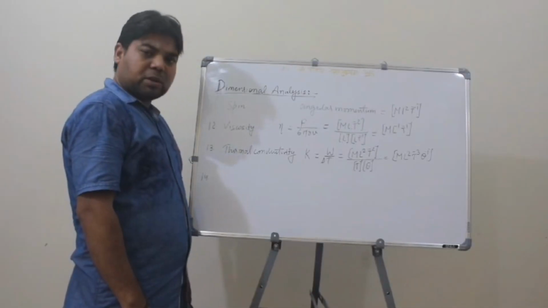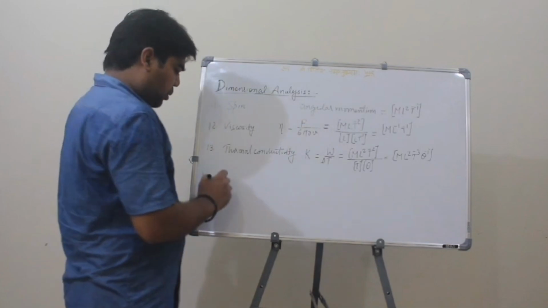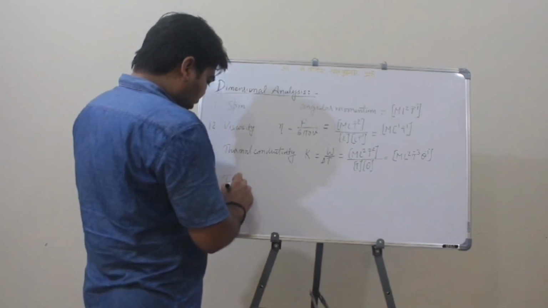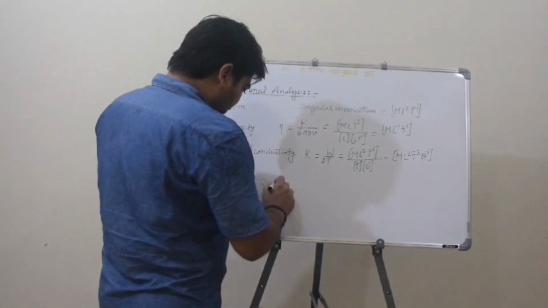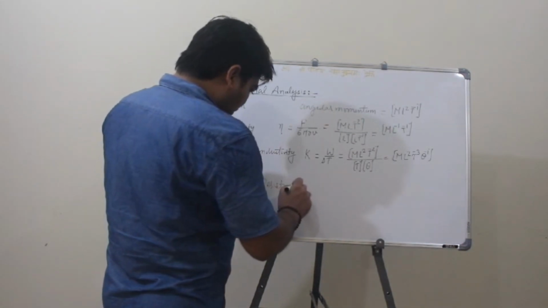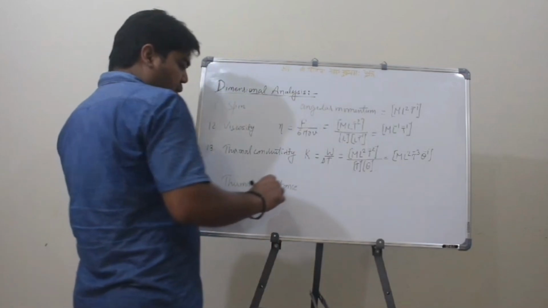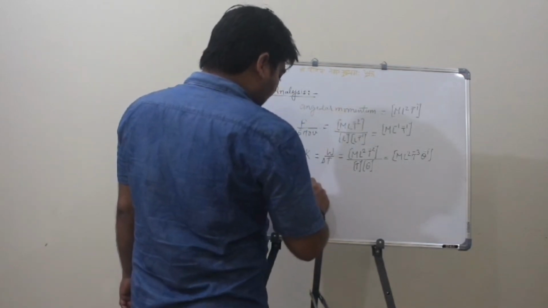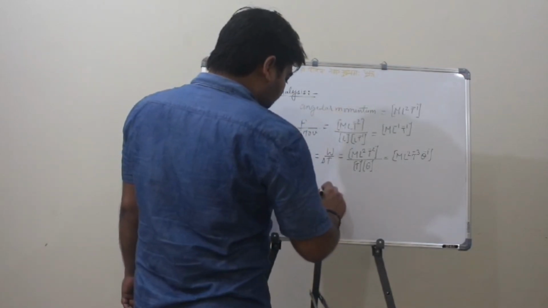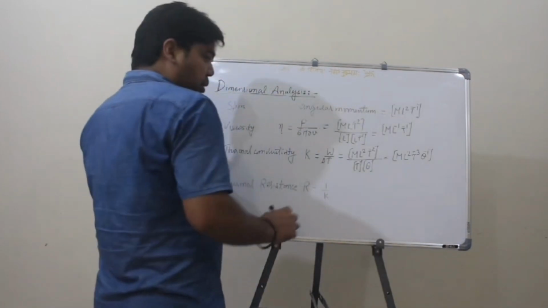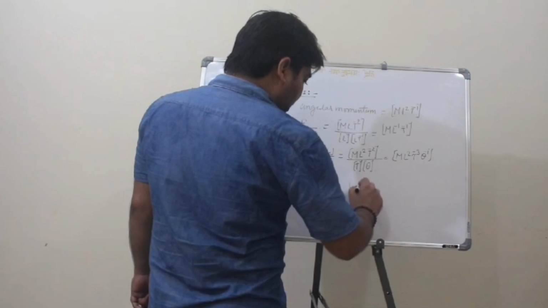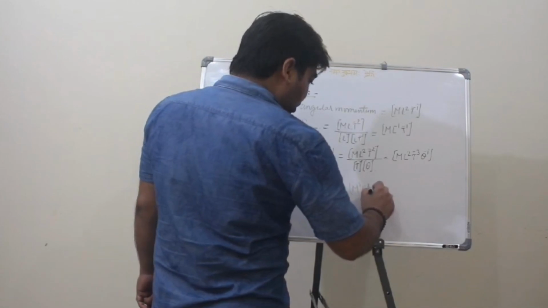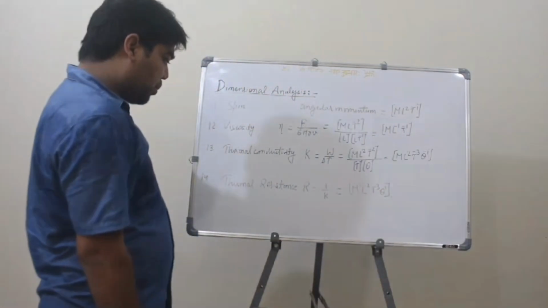Now let us calculate the thermal resistance. The dimensional formula for thermal resistance is just the inverse of thermal conductivity. If you take it as R, it is 1 upon K, so it will have simply the dimensional formula of M to the power minus 1, L to the power minus 2, T cube and theta to the power 1. So this is simple.